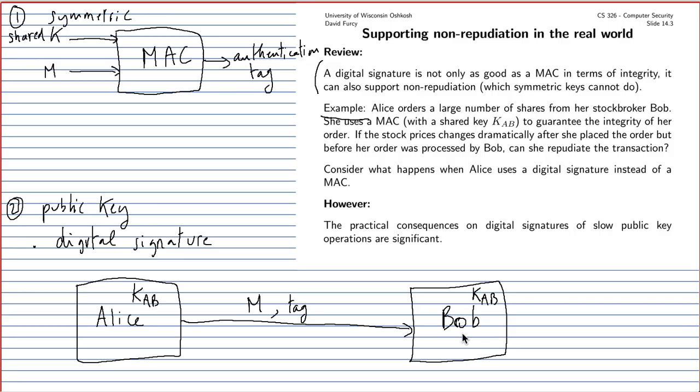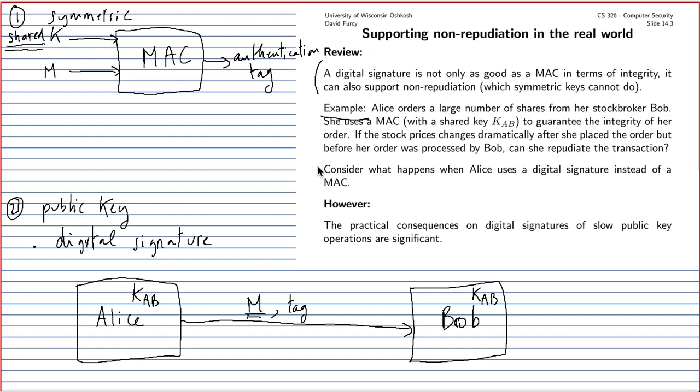So what prevents Alice then from suing Bob and claiming in court that she never actually sent that order to Bob? Well, Bob has no way of proving to the court that Alice was the one who actually placed the order, because Bob, knowing the key, could have faked that order and claimed it was coming from Alice. So you see the weakness of a MAC algorithm is that, because it uses a shared private key, it does not support the security goal of non-repudiation.